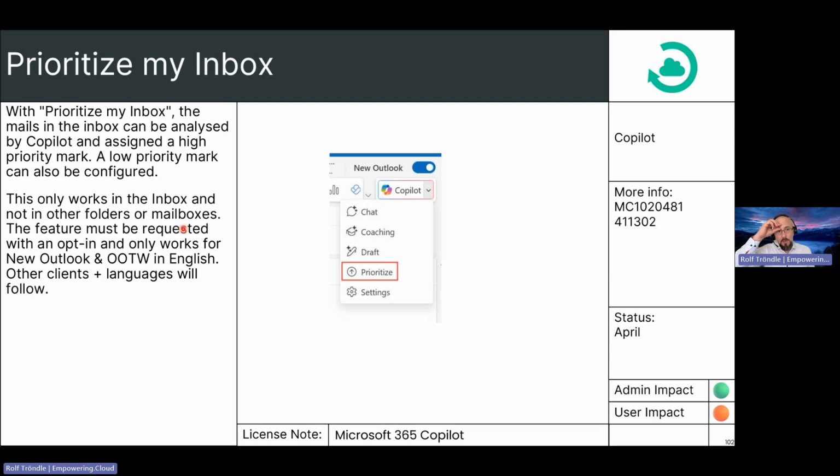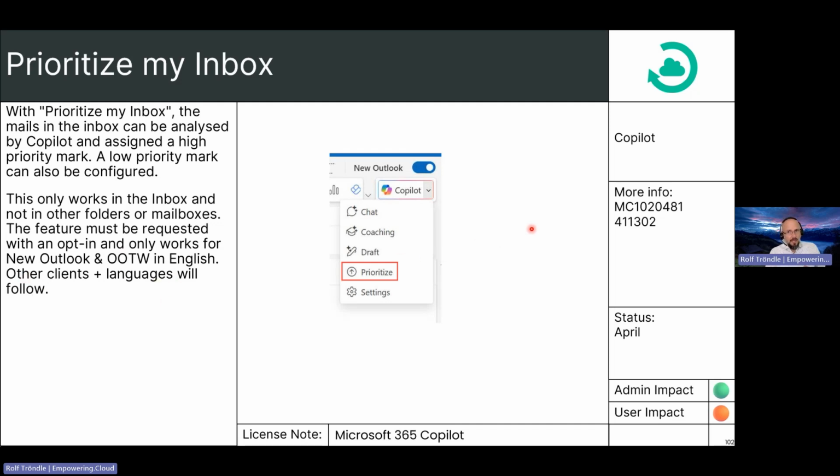Then there will be a new feature in Copilot for new Outlook. It's called Prioritize My Inbox. Copilot will go through the mails in your inbox and assign emails a high priority mark if needed. You can also configure a low priority mark. This works for now only in the inbox, not in other folders or mailboxes, and no other inboxes, only your personal inbox. And what's quite confusing, this feature must be requested with an opt-in and only works for new Outlook and Outlook on the web in English. Other clients and languages will follow.